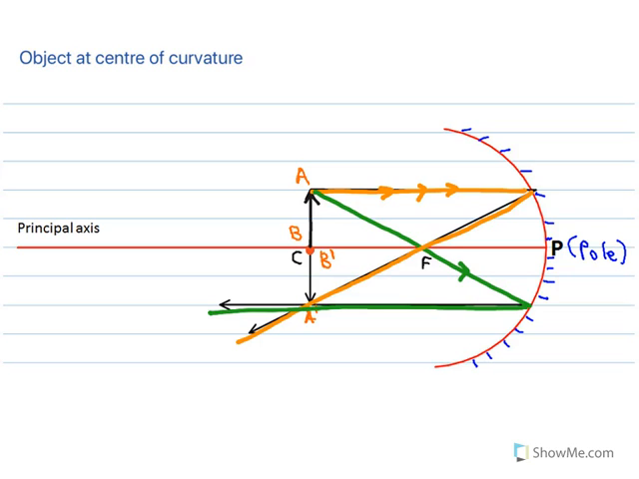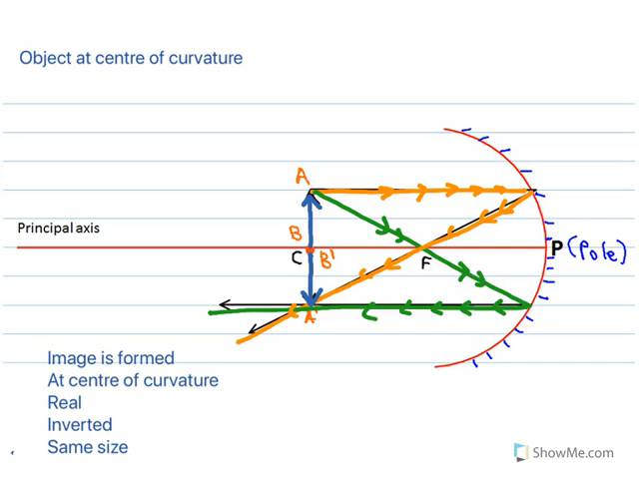So you have the first ray that went parallel, after reflection it went through the focus, and the one that went through the focus after reflection went parallel. And if you see, the image is now formed exactly at C. So this was the object here, and the image is formed here. Same size, real, inverted at C. So the image is formed at the center of curvature. It's real, inverted, and of the same size.